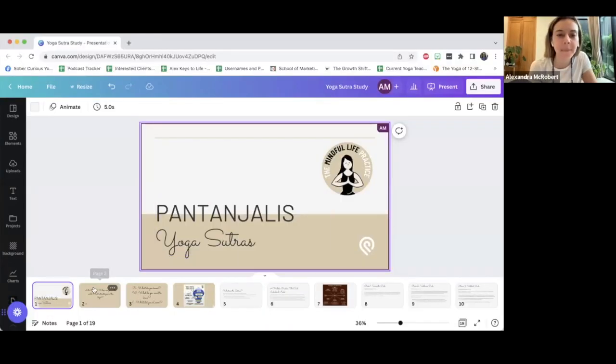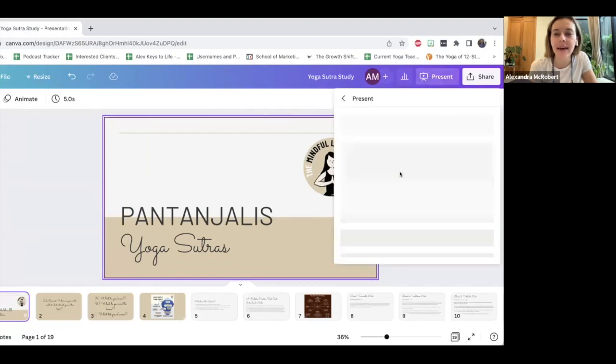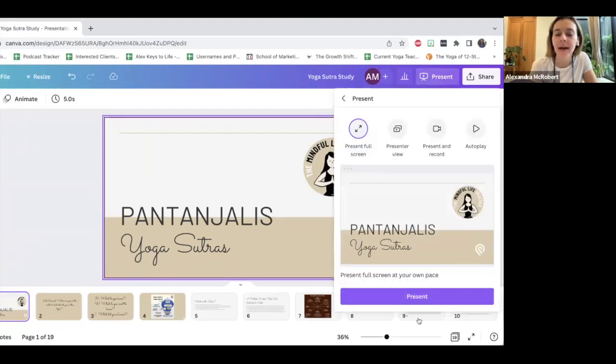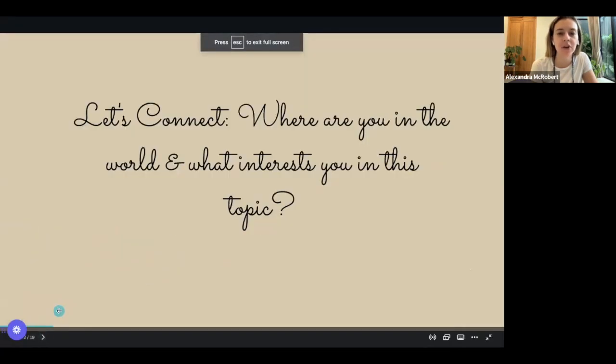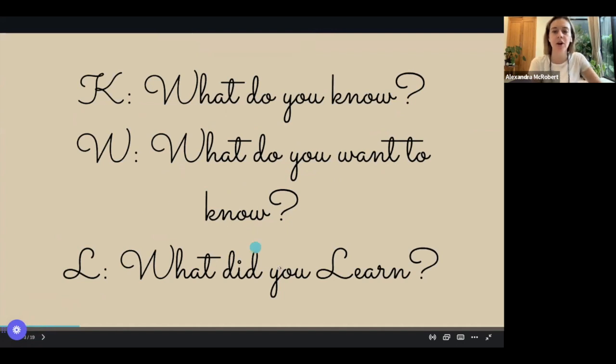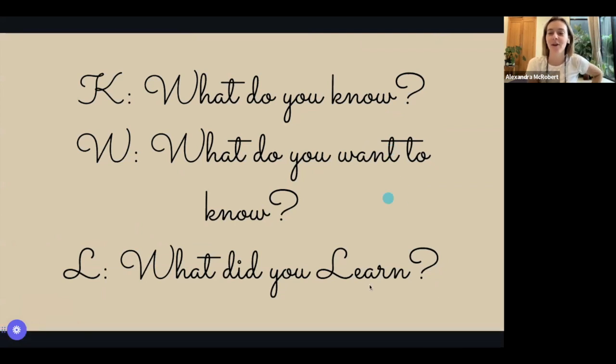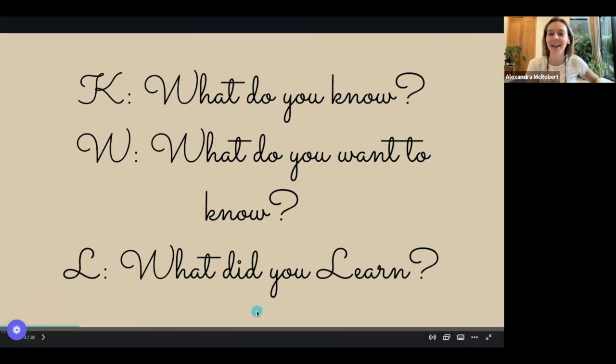Amazing. I'm just going to share my screen. What we were chatting about already, when I was asking everyone to check in and sharing what interested you, has covered what I wanted to start us off with, which is a KWL chart. I was an educator, well, I still am an educator, just in a different way, but I was a grade 1 teacher and we did these KWL charts with the kids.